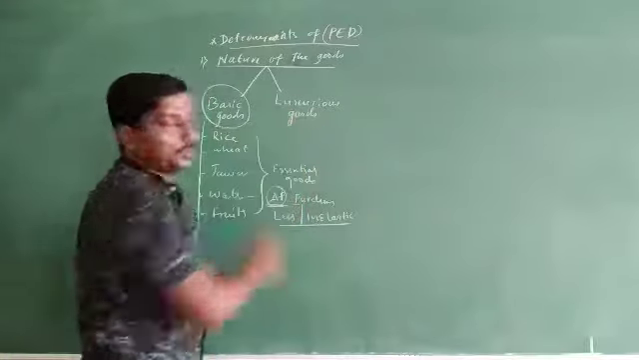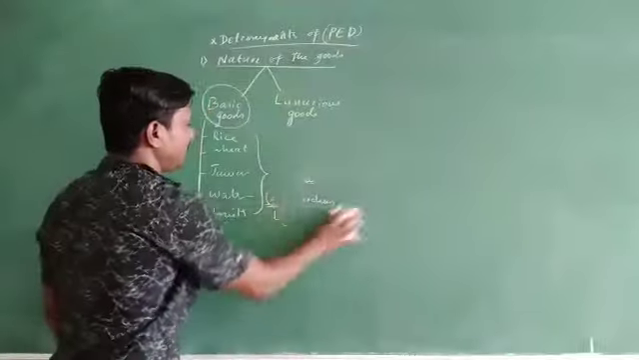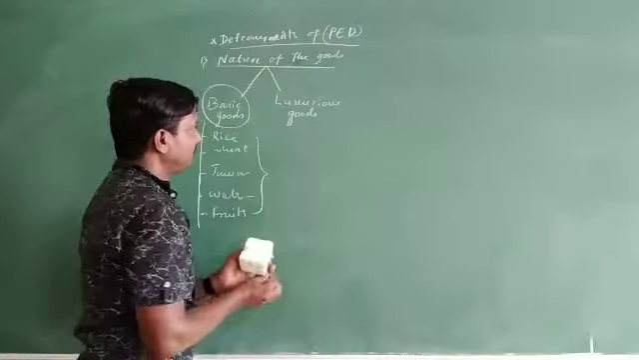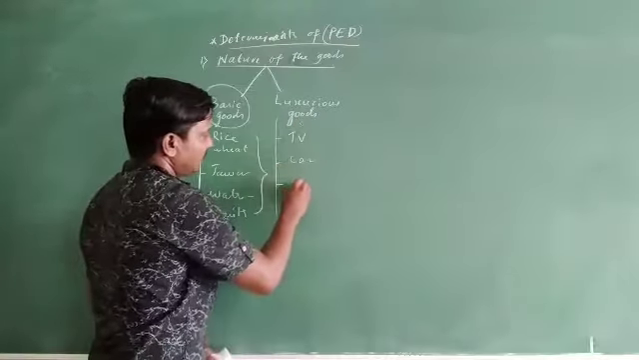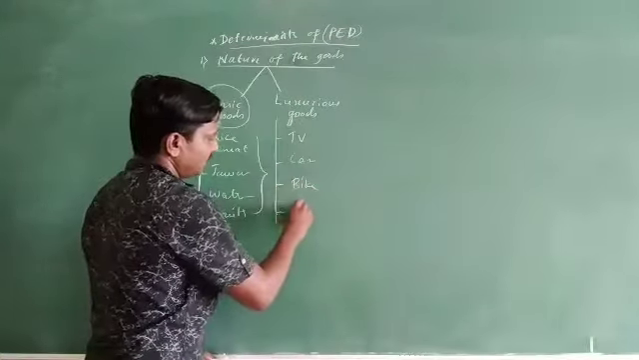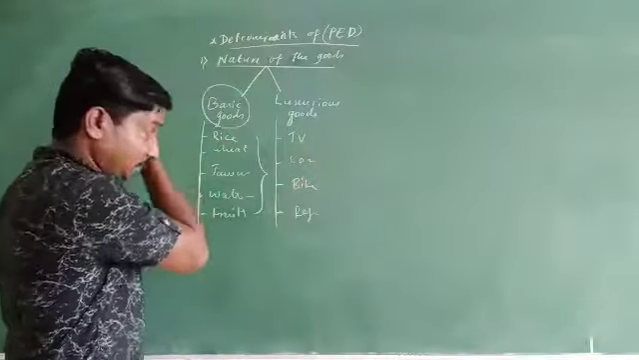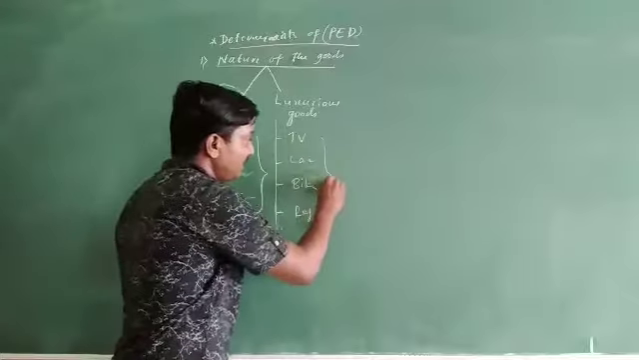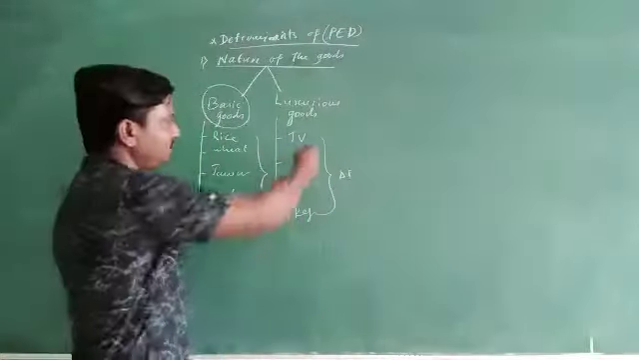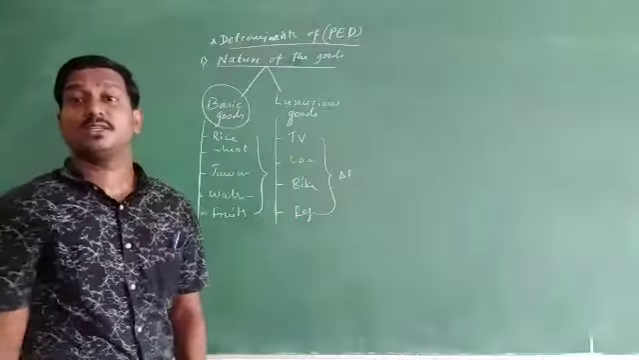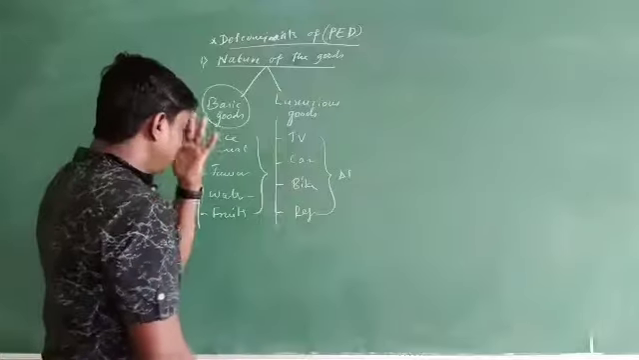So what about the luxurious goods? What are the different luxurious goods that we can have here? Luxurious goods may be, for example, TV, car, bike, refrigerator, and so on. Even a small change in the price of these luxurious goods will influence the quantity demanded of these goods by much. How is it going to be?